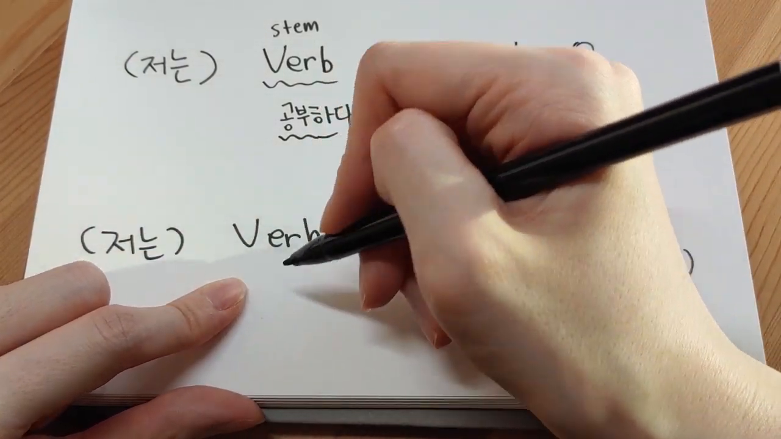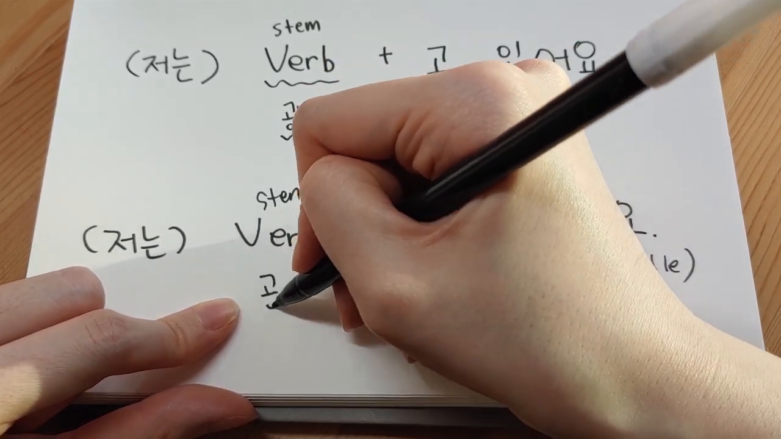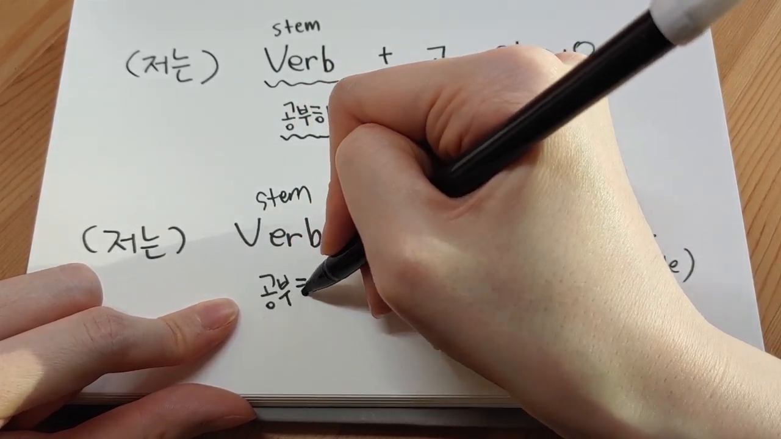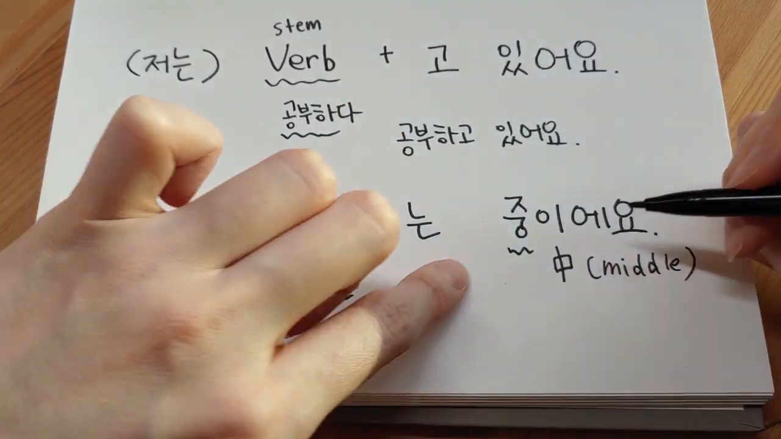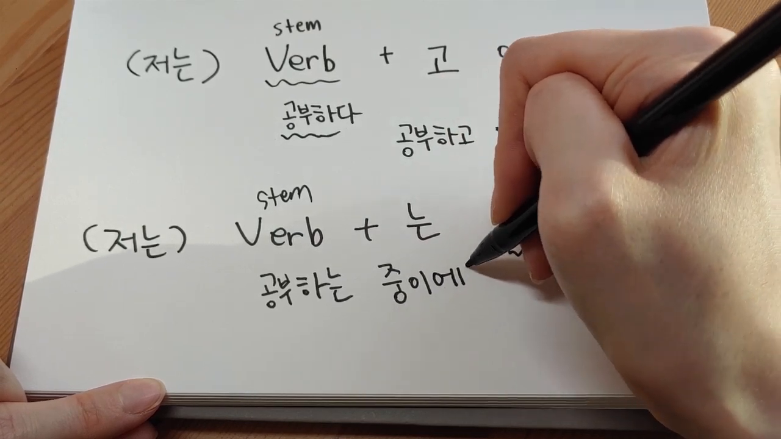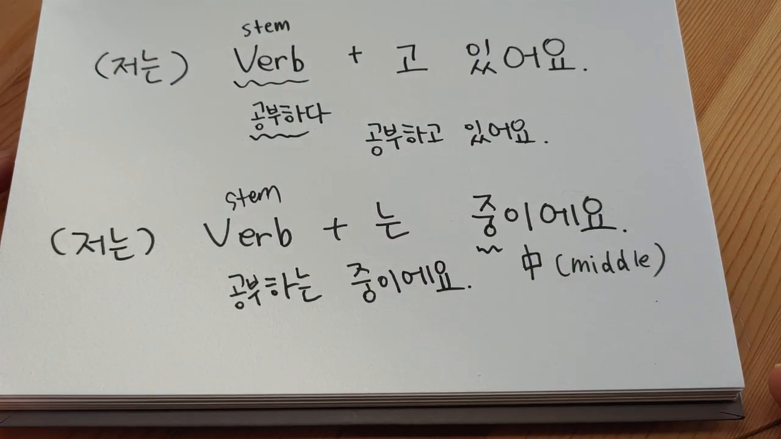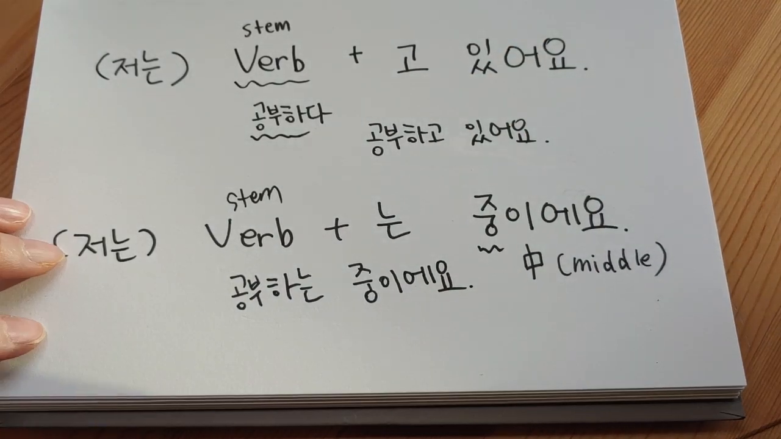And same with this one. 공부하, just take the stem, right? 공부하는 중이에요. 공부하는 중이에요. I'm studying. So both 공부하고 있어요 and 공부하는 중이에요 mean the same thing.